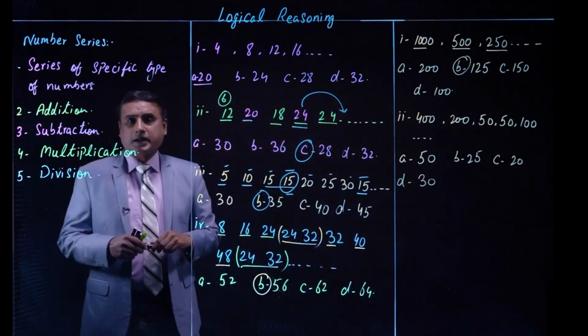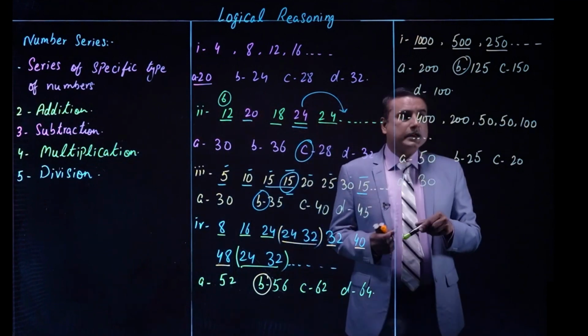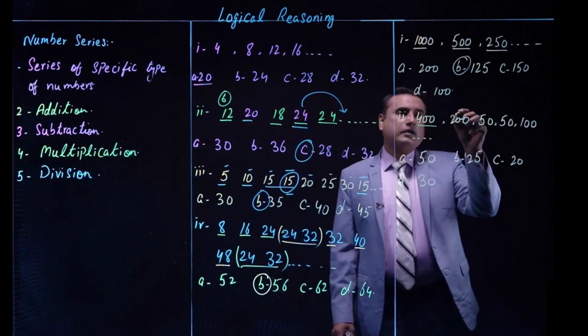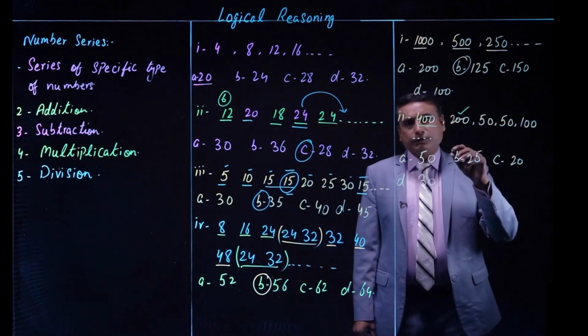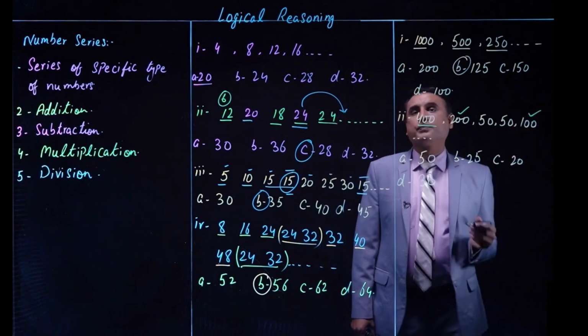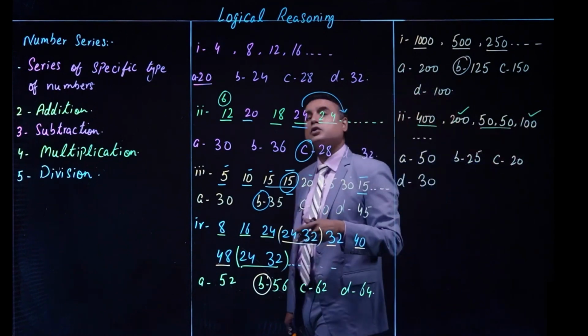Now the pattern we are following in this particular question is that a number is divided by 2. If we divide 400 by 2, we'll get 200. If we divide 200 by 2, we'll get 100. And this 50 is actually constant.